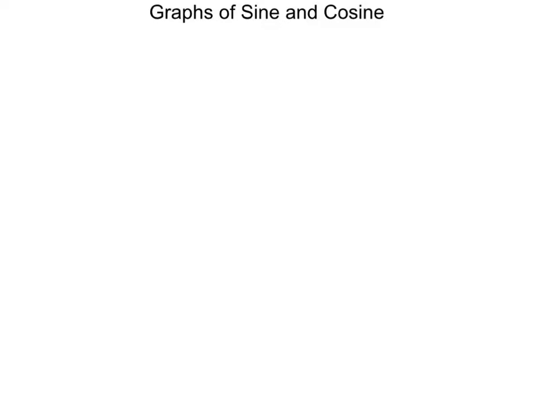In this lesson, we're going to talk about the graphs of the sine and cosine functions. So previously, we've been looking at sine and cosine as being functions that take an angle as an input and give us a ratio back. And now we're just looking at what the graphs of these things look like.